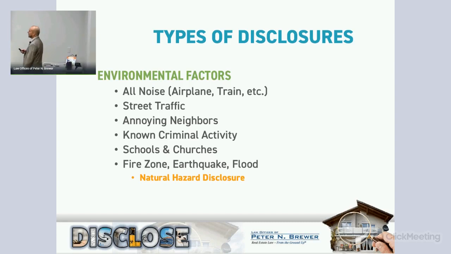Known criminal activity in the neighborhood, schools and churches, those are always a big one. If there's a school down the street, a church down the street, be on the lookout for potential traffic problems, parking problems that might need to be disclosed. Believe it or not, I've seen lawsuits filed over church parking, right? You wouldn't think it would happen, but it does. And then your typical natural hazard disclosures: fire zone, earthquake, and flood.